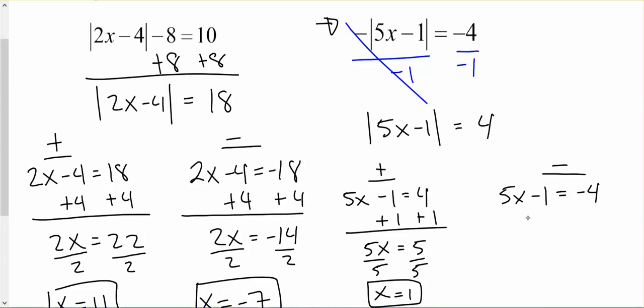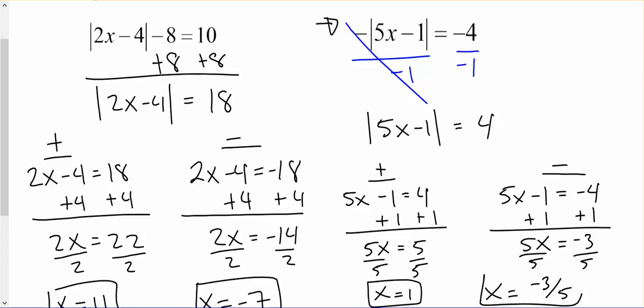Our steps will be the same on this other side. We'll add 1. What's negative 4 plus 1? That makes negative 3. Divide by 5, divide by 5, and now we have a fraction. x equals negative 3/5.